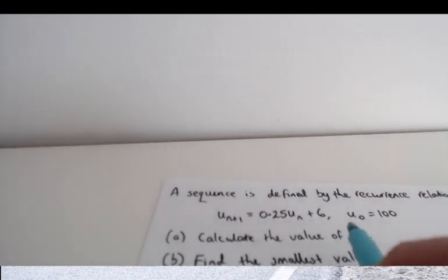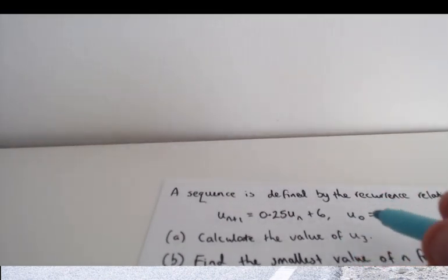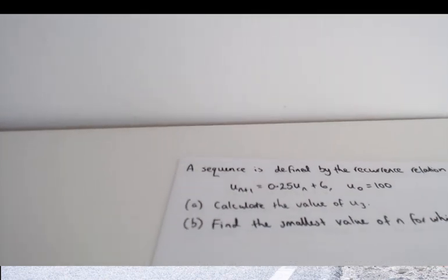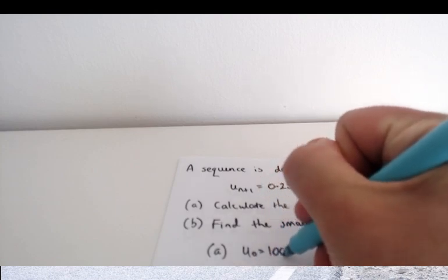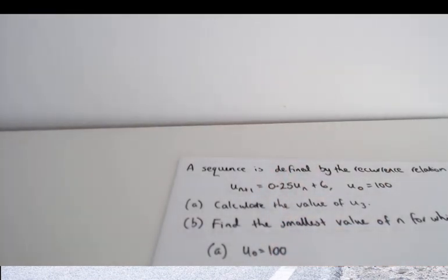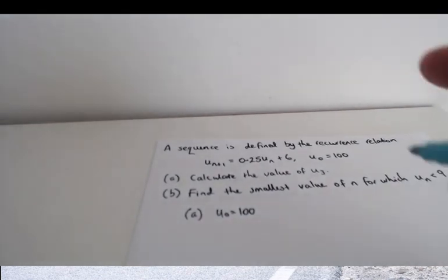Part A. Calculate the value of U3. You can see that they've given us U0. Now, last time I told you the fast method of doing this on your calculator. It will save us a lot of time and a lot of hassle. So let's look at the fast method. On your scientific calculator, you press 100, hit equals, then times by 0.25, add 6, and hit equals. It will then tell you that U1 is 31.